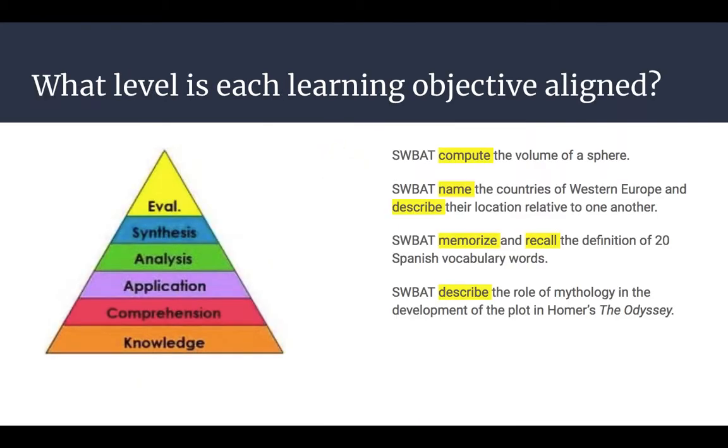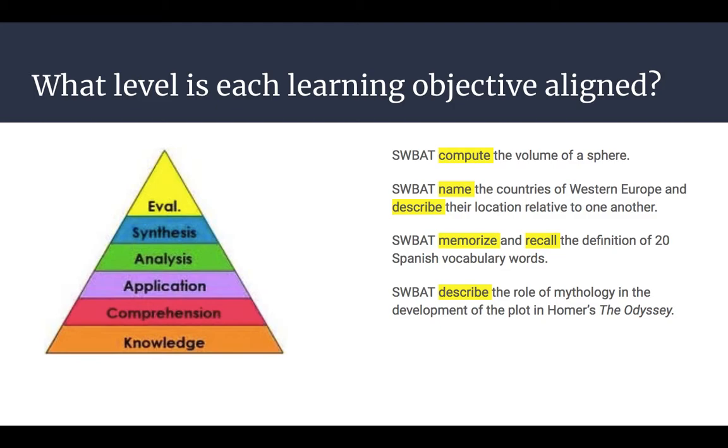And so when you look at these, I'm going back to the objectives I had earlier, and let's think about which level of Bloom's taxonomy each works. So students will be able to compute the volume of a sphere. Where do you think on Bloom's that would be? That would be application. Students would be able to name the countries of Western Europe and describe their location relative to one another. That would be knowledge. Okay, students will be able to memorize and recall, name the countries and describe their location. That would be knowledge.